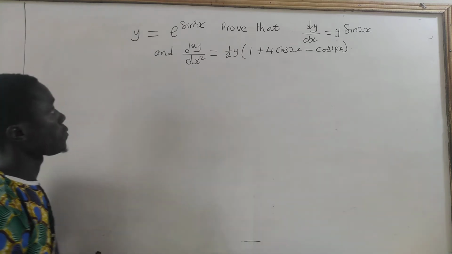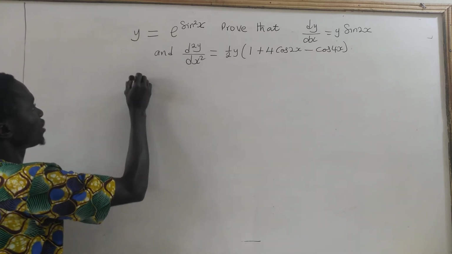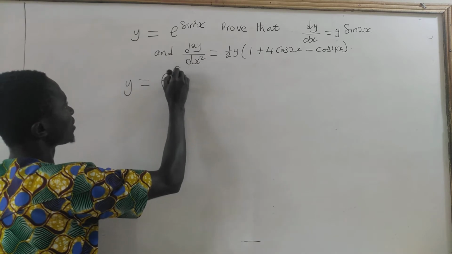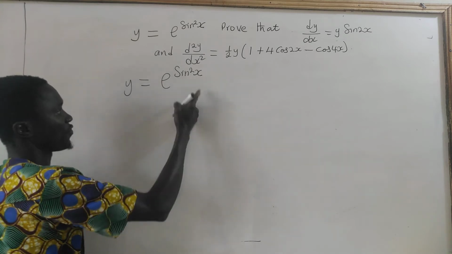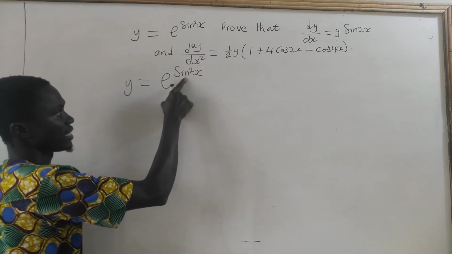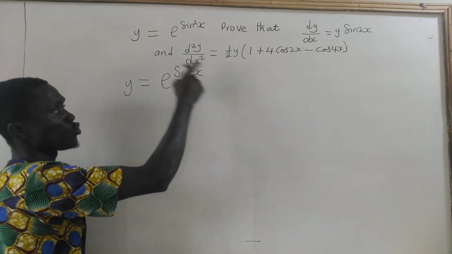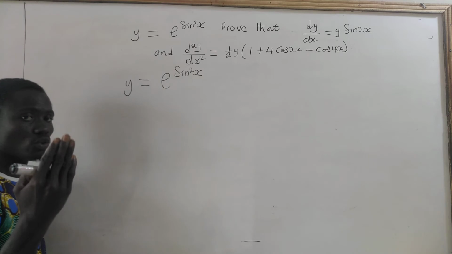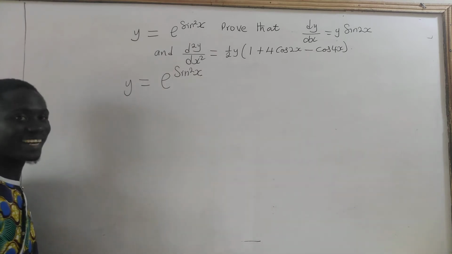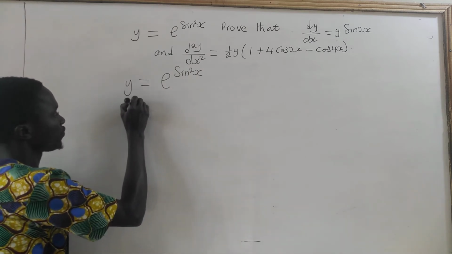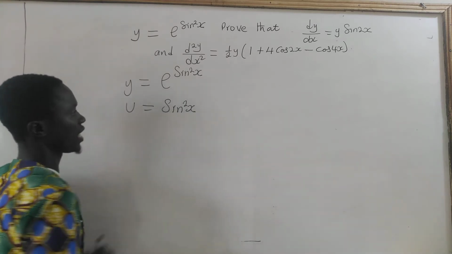Now, let's move on. Let's take the first derivative and show that it is equal to this. If y equals e to the power sine squared x, this is a function of a function, because e is carrying sine squared x, and sine squared x is also a function of a function. So we are going to use substitution 2 times, not 3 rather. Now let's take the first substitution, u equal to sine squared of x.